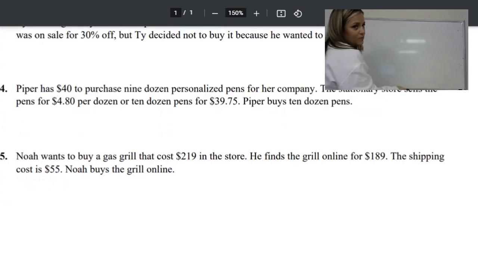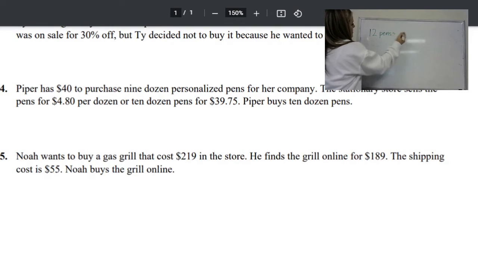Okay. So Piper has $40 to purchase 9 dozen personalized pens for a company. The stationery store sells the pens for $4.80 a dozen, or you can get 10 dozen for $39.75. Piper buys 10 dozen pens. Okay, so let's figure out how much it is for a dozen pens. 12 pens, and then 10 dozen, which is 10 times 12, which is 120 pens.